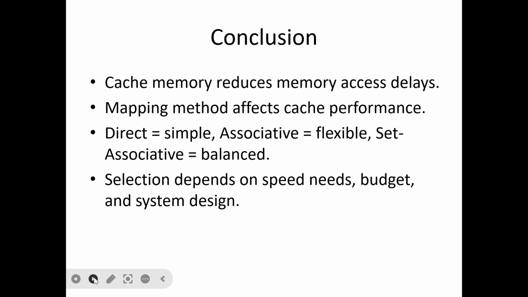To recap, cache is critical for speed. Direct mapping is simple but inflexible, associative mapping is flexible but costly, and set associative strikes the perfect balance. You need to choose based on your budget, performance needs, and design constraints.